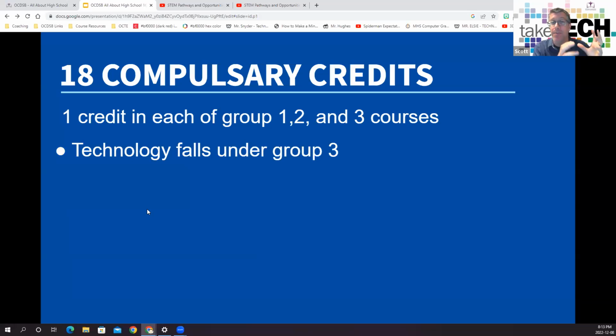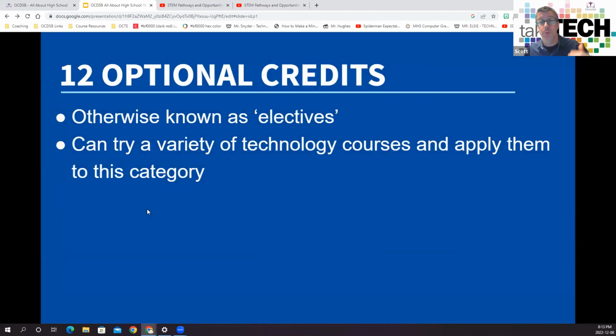So what they say is you have to take X number of courses from group 1, this many courses from group 2, and this many courses from group 3. So within group 3, you can choose trades and technology, check, you got your group 3 course. That's where it falls into the compulsory level. However, the other 12 optional credits, which are known as electives, students can continue to go in trades and technology and check those boxes as they go along.